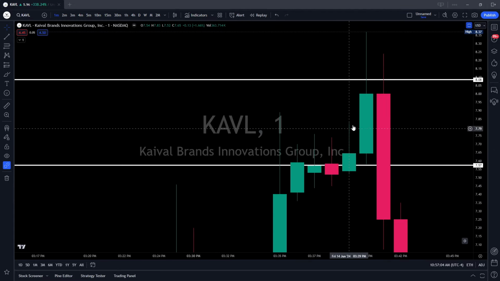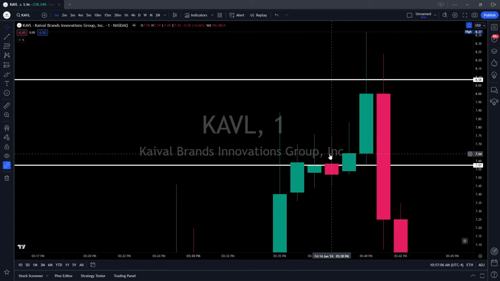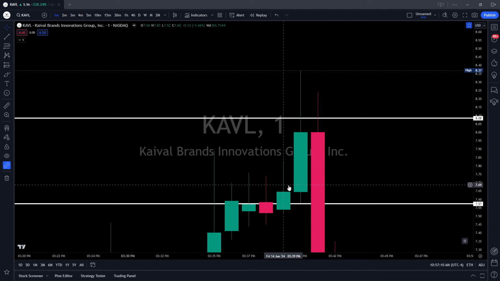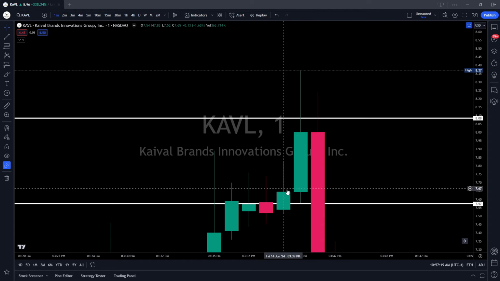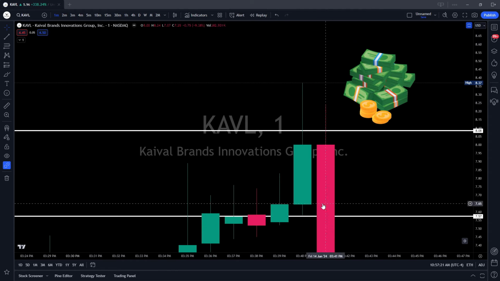Yes, it had a topping tail, but the body of the candle closed well above our 757 level. This is a bullish candle, and this is our entry, right? And our exit point would be up here at $8. There's $8 and 808 because that's our key level. So as we gap up, boom, next candle, 1 minute scalp. We have our profit. We took profit.